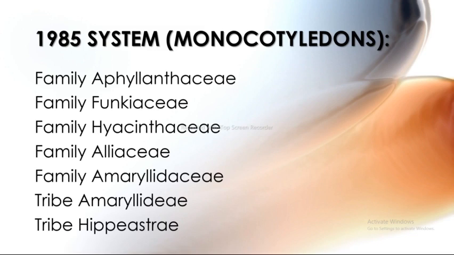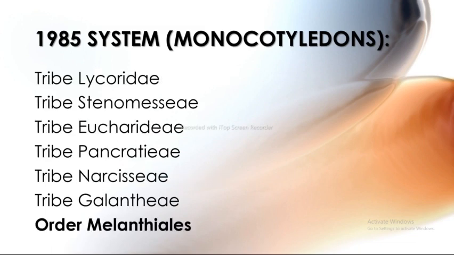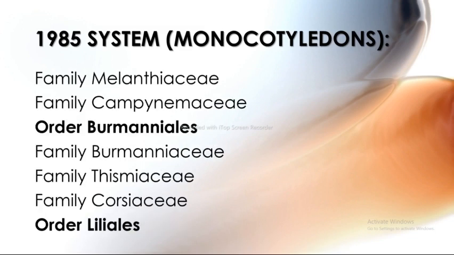and the next tribe is Hippeastreae, and the next tribe is the Lycoridae. Next tribe is the Stenomyceae. Next tribe is Eucharidiae. Next tribe is Pancratiae, and the next tribe is the Narcissae, and the next tribe is the Galanthiae. Next order is the Malanthiales, and it includes the family Malanthiaceae and Campanimataceae, and the next order is Bermaniales.